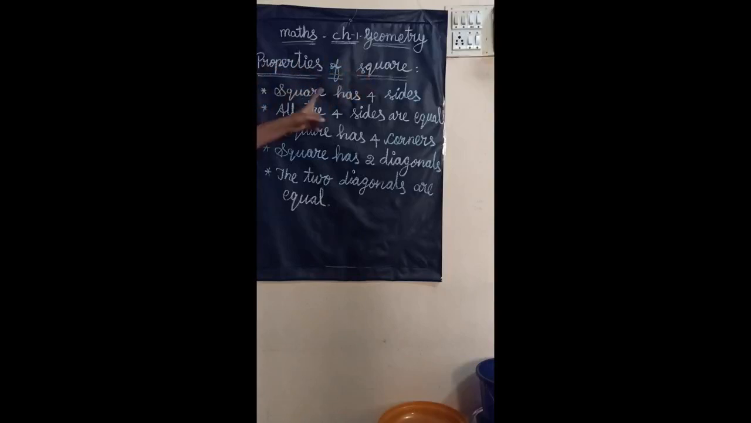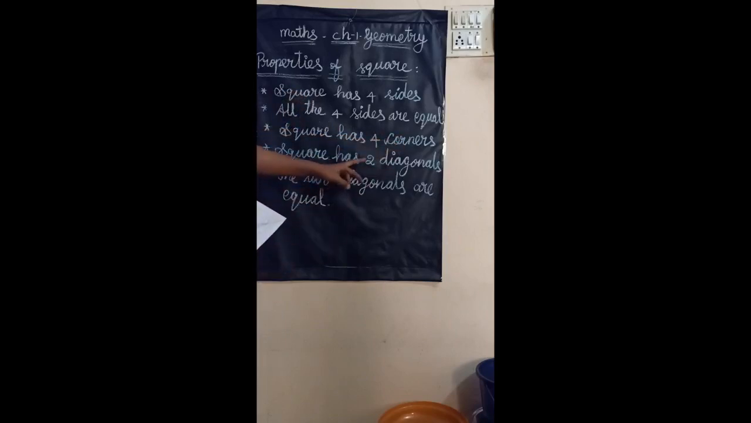See now, finally, the properties of a square. First point, a square has four sides. See, how many sides does a square have? 1, 2, 3, 4 sides. Next, all four sides are equal. This length is equal, so all four sides are equal. Next, a square has four corners. See, this edge is called a corner. 1, 2, 3, 4. So a square has 4 corners.